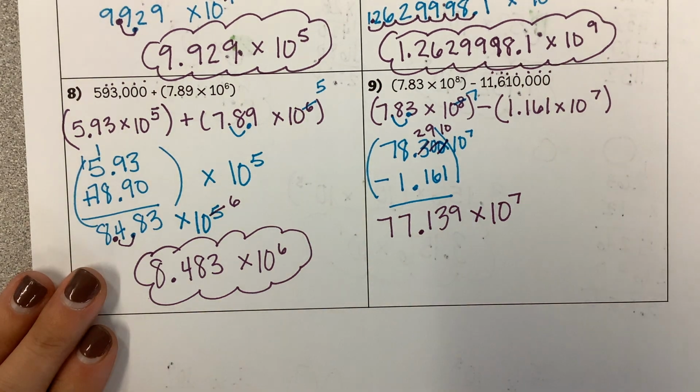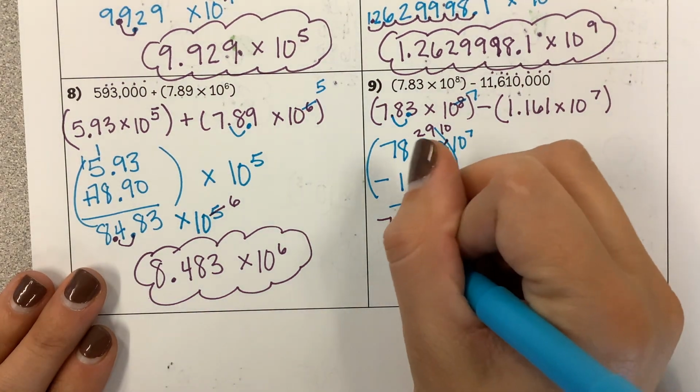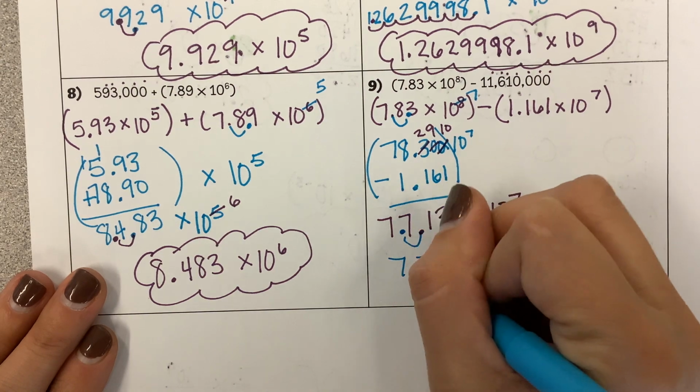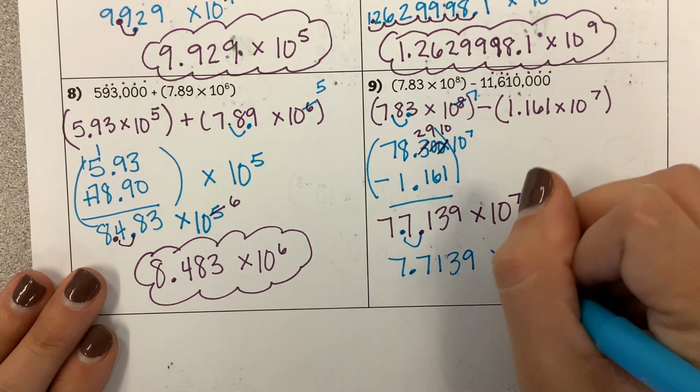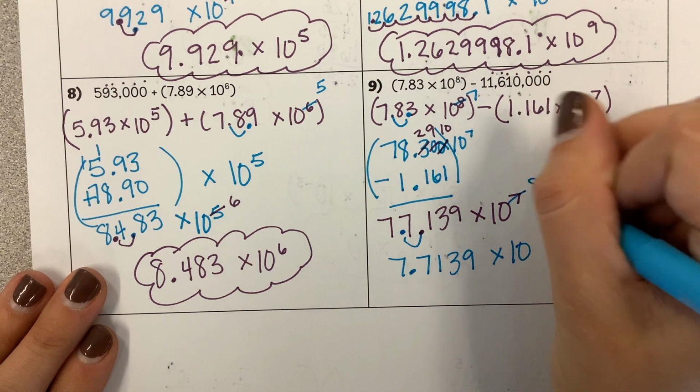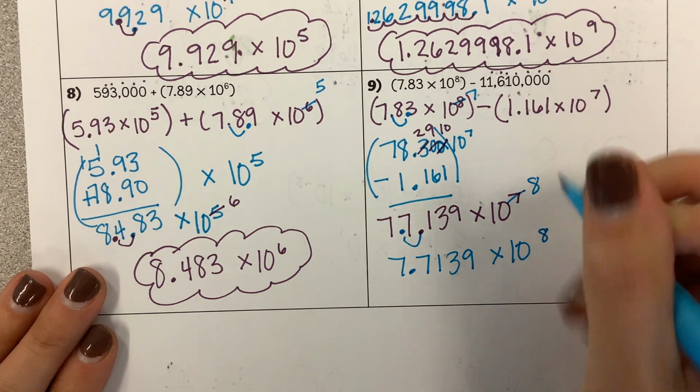This is not scientific notation. I need to move my decimal once over. We get 7.7139 times 10. That's going to add 1 to it, 10 to the 8th power.